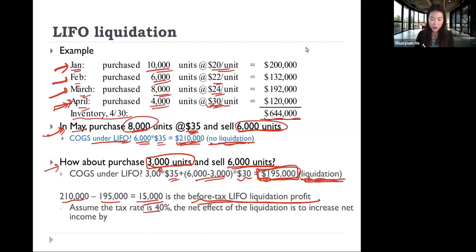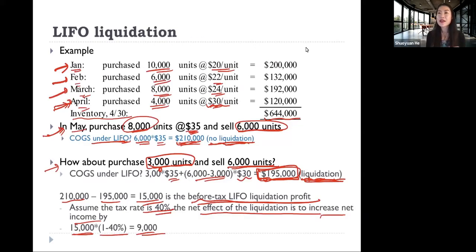So assuming the tax rate is 40%, the net effect of liquidation is to increase net income by 15,000 multiplied by 1 minus 40%. So that's $9,000. This is the benefit brought by liquidating one inventory layer. And then LIFO liquidation is actually associated with earnings management. Can you take 5 minutes to think about, if I am a firm, how can I use this LIFO liquidation to manage my earnings?